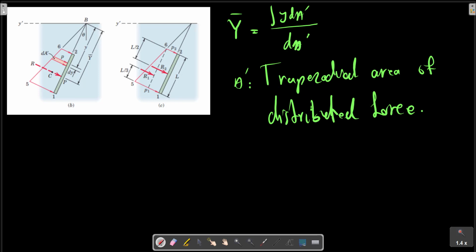The next section is hydrostatic pressure on cylindrical surfaces.